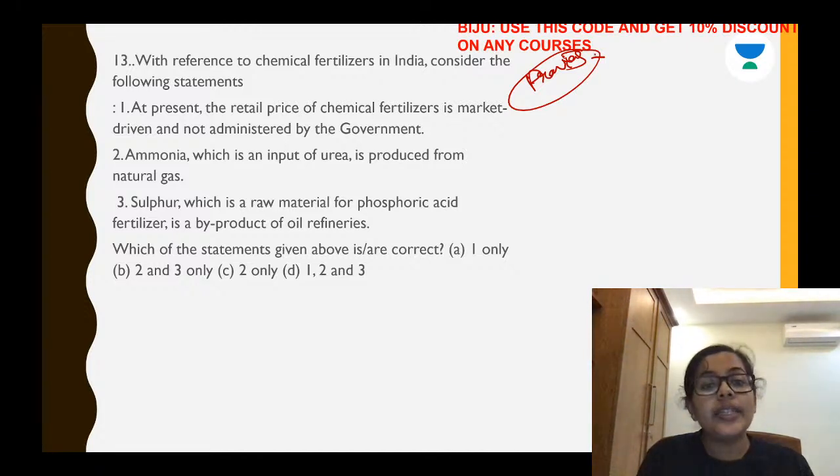At present, the retail price of chemical fertilizers in the market is driven by the market and not administered by the government. Ammonia, which is an input of urea, is produced from natural gas. Sulfur, which is a raw material for phosphoric acid, is a byproduct of oil refinery. Which of the options are correct? Option A, 1 and 2; option B, 2 and 3; option C, 1 and 3; option D, 1, 2 and 3. Try to answer it.